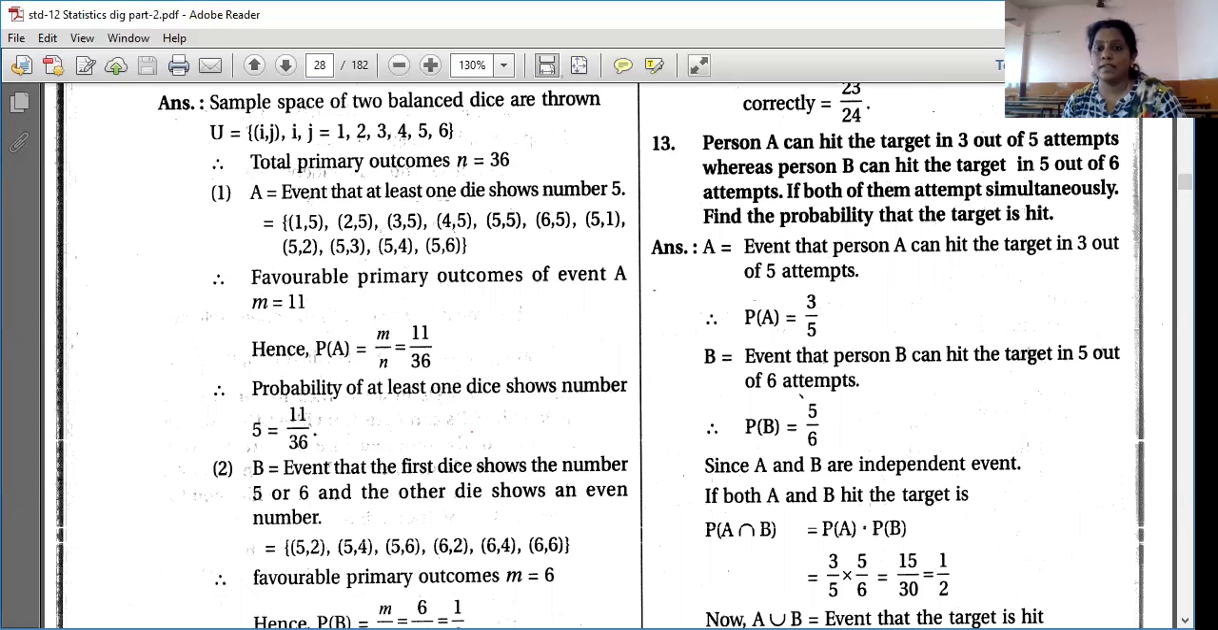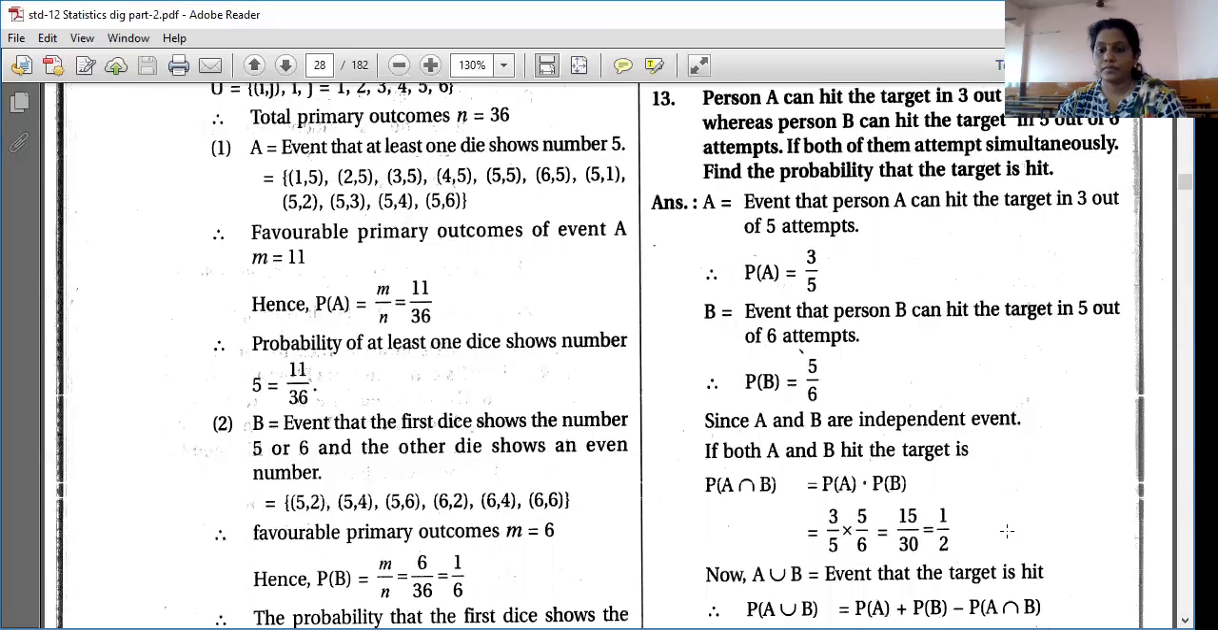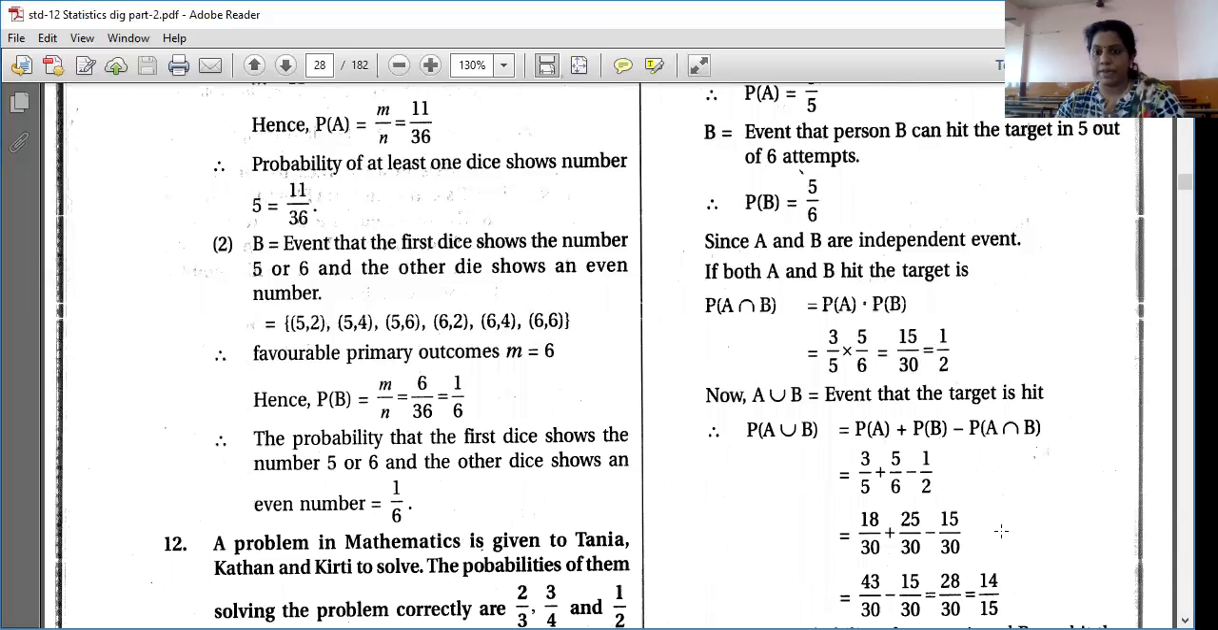Now A is the event that person A can hit the target in 3 out of 5 attempts. So P of A will be 3 by 5, directly given for event A. Then B is the event that person B can hit the target in 5 out of 6 attempts. So P of B will be 5 by 6. Right? Since A and B are independent events, if both A and B hit the target, P of A intersection B will be P of A into P of B. 3 by 5 into 5 by 6, that is 15 by 30, that is 1 by 2.